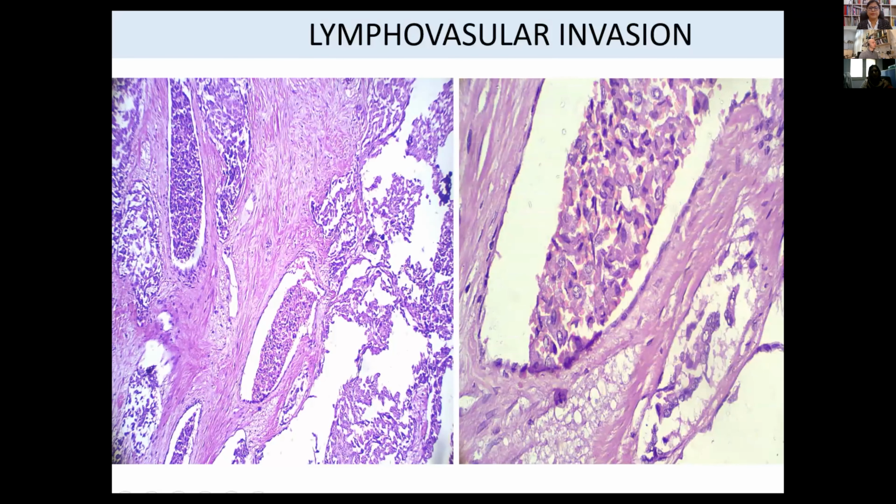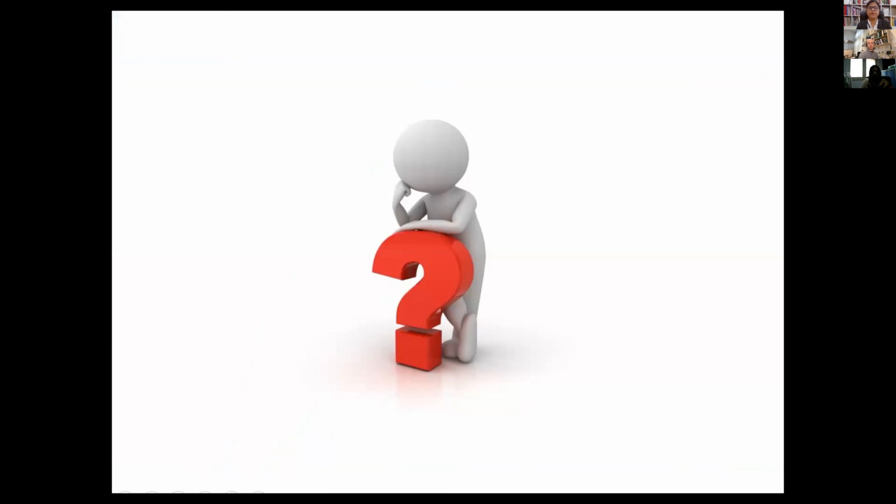And in these pictures, you can see numerous areas of lymphovascular invasion present, and this is the blood vessel. You can see this blood vessel lined by endothelial cells, and these are the tumor cells mixed with the blood. The orange colored cells are the red blood cells, and these are the tumor cells of varying amount.